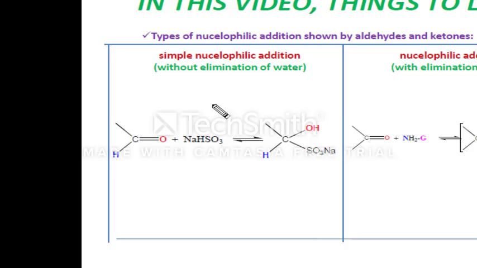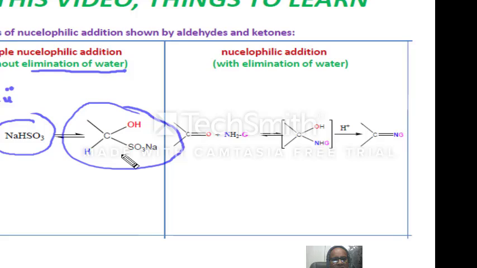Simple nucleophilic addition means something is going to get added, and what is that? That is a nucleophile, Nu minus. A particular atom or a group having a negative charge. In this case, there is no elimination of water. So whatever the nucleophile is, it is going to attach to the particular electrophile, and we have an addition product like this, right?